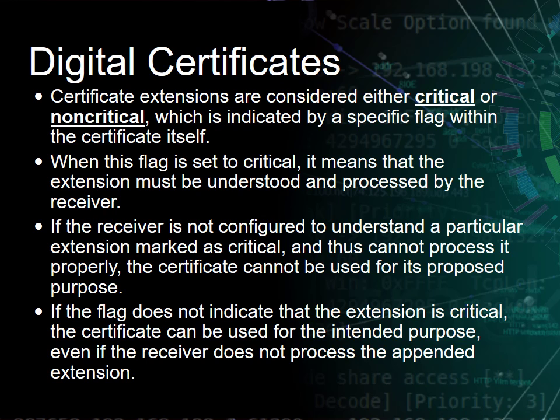When the flag is set to critical, it means that the extension must be understood and processed by the receiver. If the receiver is not configured to understand a particular extension marked as critical and thus cannot process it properly, the certificate cannot be used for its proposed purpose. If the flag does not indicate that the extension is critical, the certificate can be used for the intended purpose, even if the receiver does not process the appended extension.